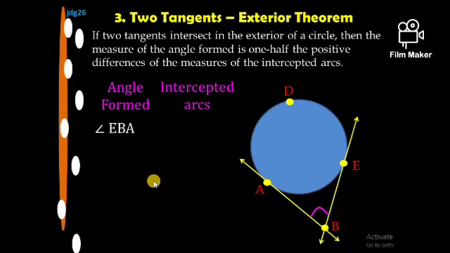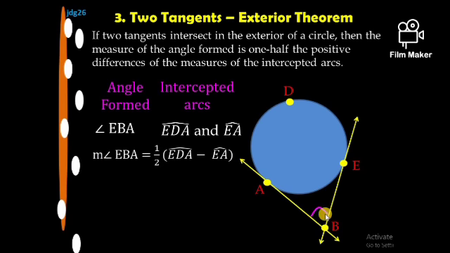And its intercepted arcs are, so meron tayong dalawang intercepted arcs dito. We have arc EDA, so ito yung major arc, and the other arc is arc EA. Now, to get the measure of the angle formed, kukunin natin yung 1/2 ng positive difference ng mga measures ng intercepted arcs. And this is the formula. So, to get the measure of angle EBA, get the half of the difference between arc EDA and arc EA. So, let's have an example. Suppose arc EA measures 70 degrees.